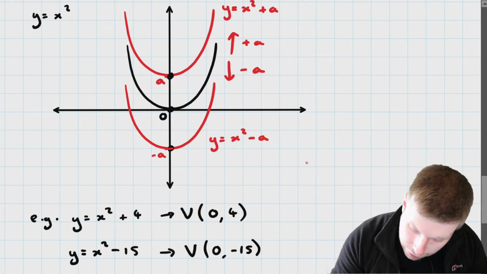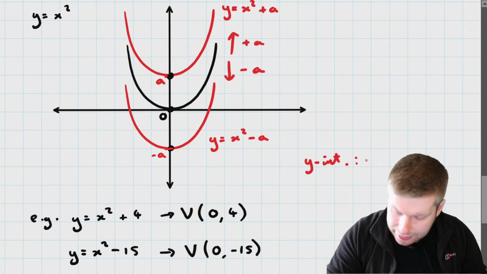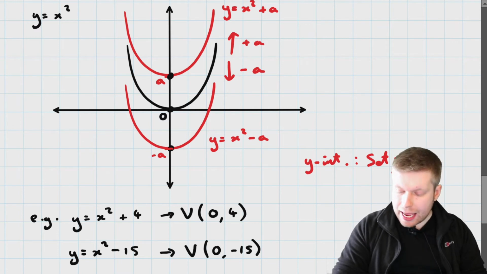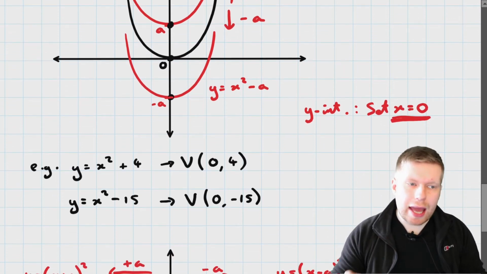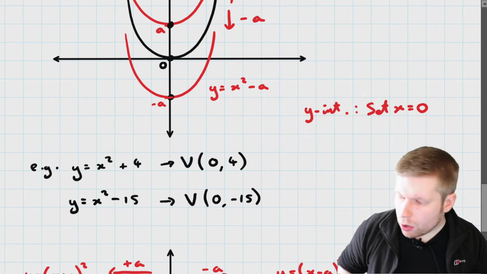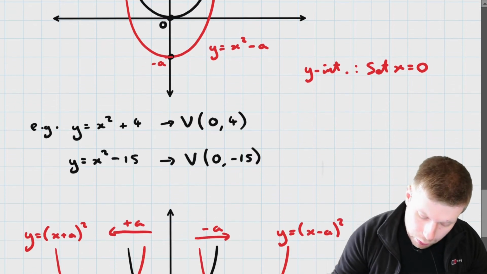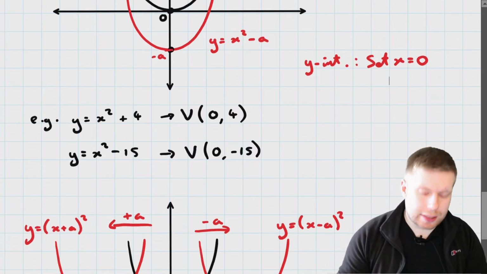So just remember, to find the y-intercept, I need to set x equal to 0, because the y-axis is the line x equals 0. It's basically the line with all the x values just equal to 0. So if I take these two examples down here, and if I set x to be 0, I should end up with the y-intercept, okay?